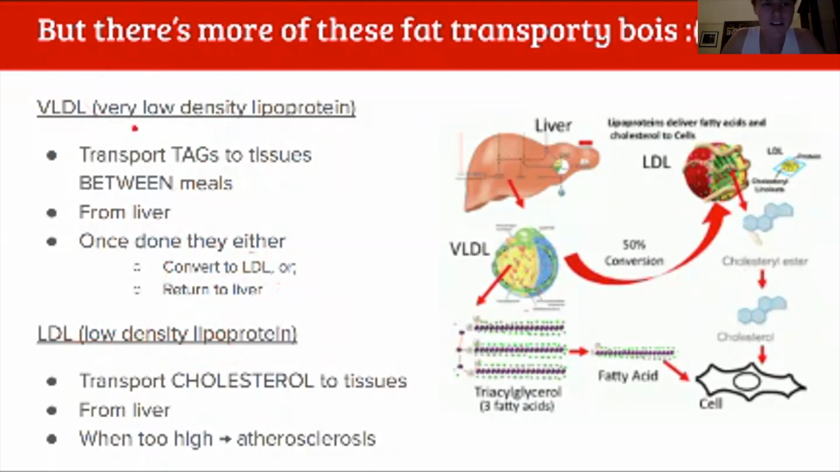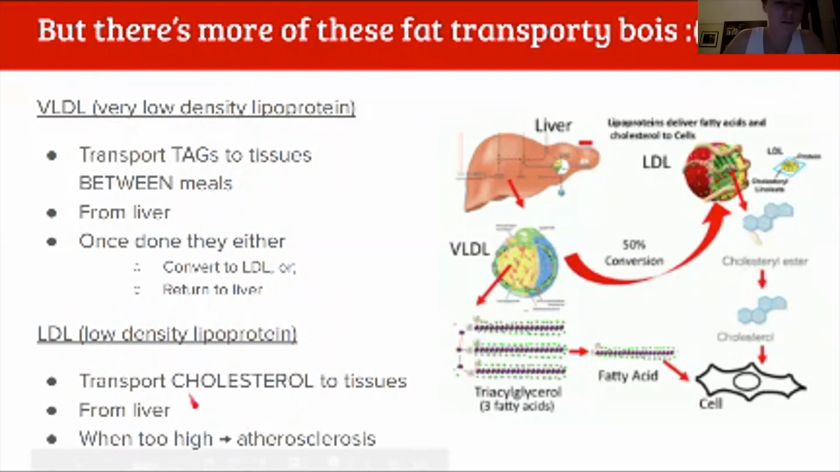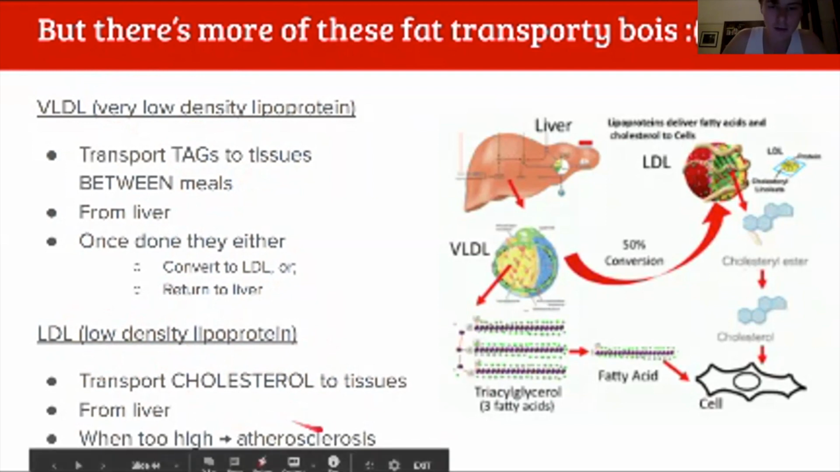Now, VLDLs are mostly tags, but LDLs are mostly cholesterol. So cholesterol is very important for your tissues as well. But you guys might have heard about bad cholesterol and things like that. Well, that's essentially LDL. If you have high levels of LDL, it's very bad for you. You can get this thing called atherosclerosis. But don't fall into the trap of thinking that that means cholesterol is a bad thing. It's still very, very important, as we've discussed.